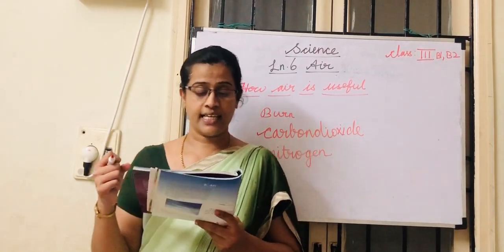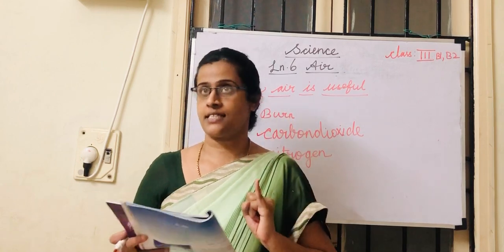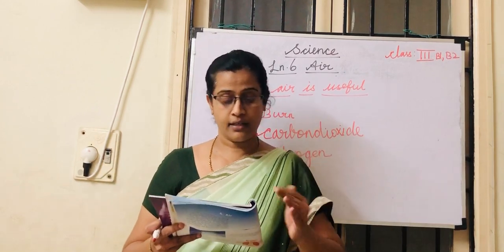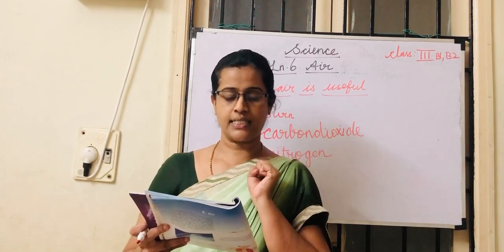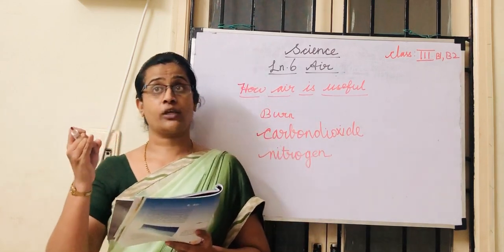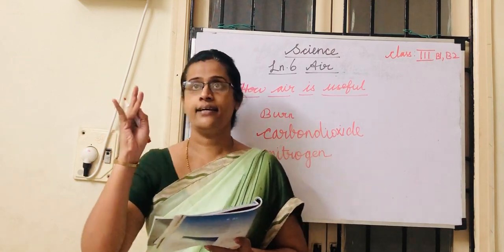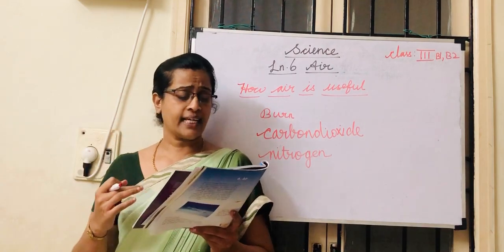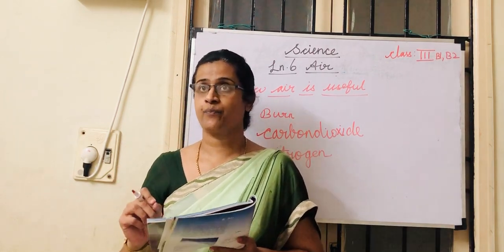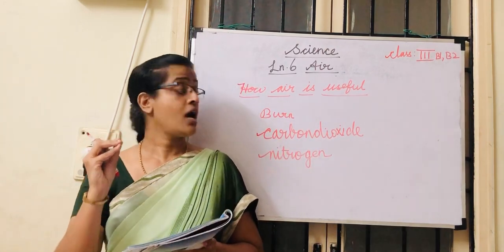What are the gases in the air? We saw that air is a mixture of gases, isn't it? Other than oxygen, there are many gases in it. What are they? They are carbon dioxide and nitrogen. Carbon dioxide is very important for plants.